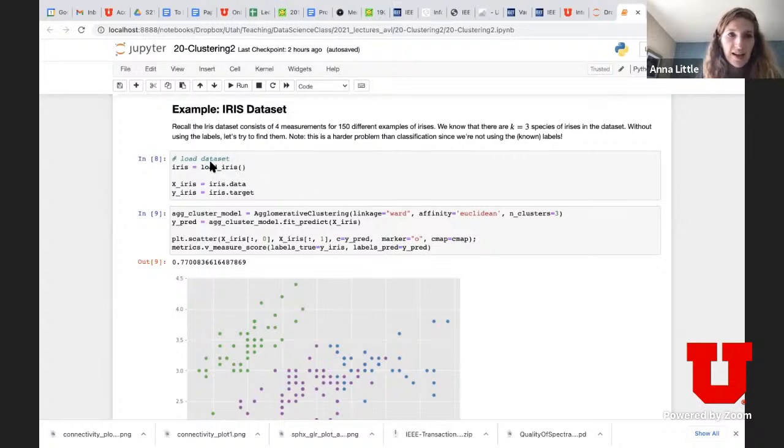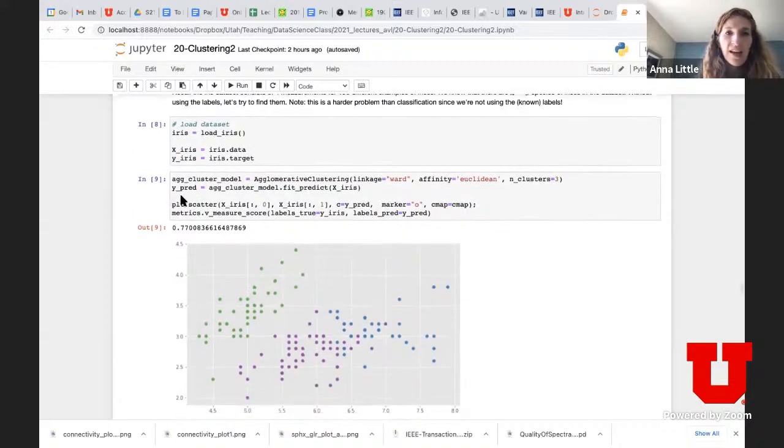So first we can load this iris data set, and then our X is our actual data and our Y is our labels. And then we can call the agglomerative clustering function. Let's again use Ward's linkage with Euclidean distance and 3 clusters. And if we fit this model to the iris data, we can then plot the first 2 dimensions of the data and also the colored by the prediction according to Ward's method.